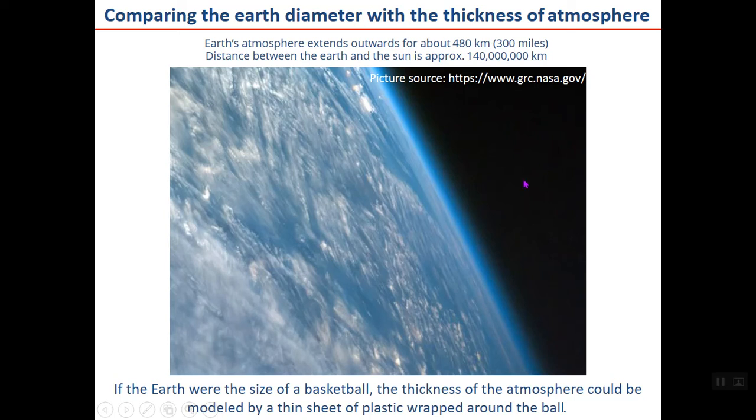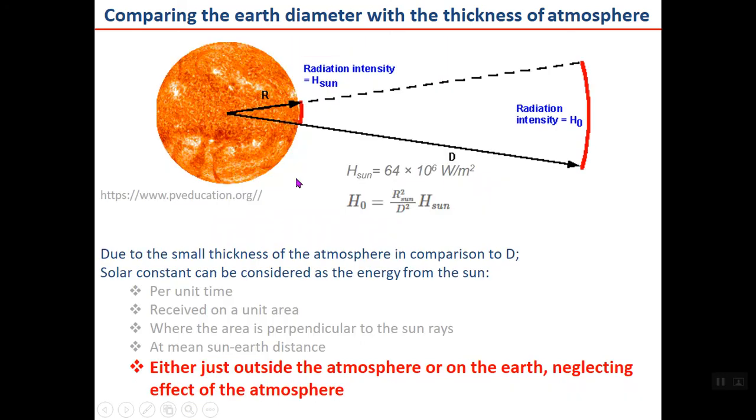Whenever we discuss solar radiation, the other important point is that, as you may remember from physics, the intensity of solar radiation varies with the distance from the source of radiation. For example, if this is the Sun and the radiation intensity is H Sun, which is this value over the Sun, then when there's a distance between the Sun and the Earth, or any other planet, the intensity of the radiation on that surface is proportional to 1 over d squared.